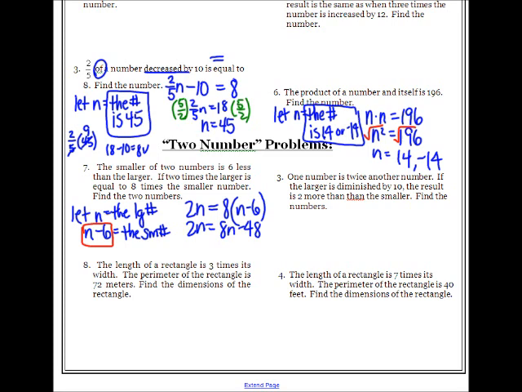I'm going to bring my n's to the right and my constants to the left, which is going to give me 6n equals 48, and n equals 8. Okay? So the larger number equals 8, and the smaller number equals 2. Okay? And it's true that 2 times the larger, which is 16, is equal to 8 times the smaller, which is 16. All right?